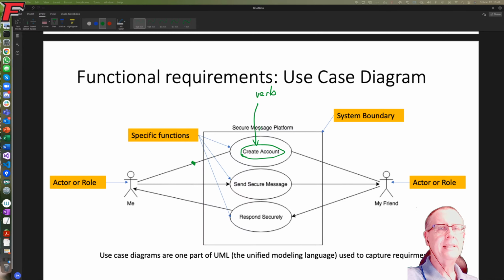Write that down. And it's probable that each use case might capture 2 or more shall statements, right? So the use cases tend to be at a higher level of abstraction than the shall statements. Okay. Sounds good.